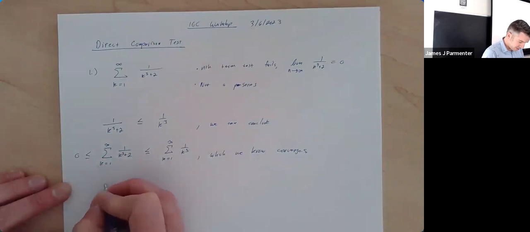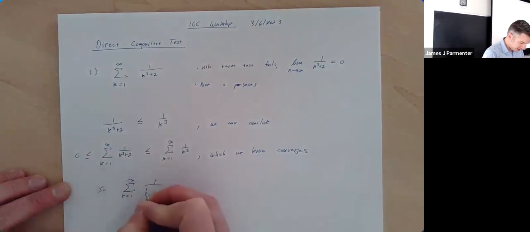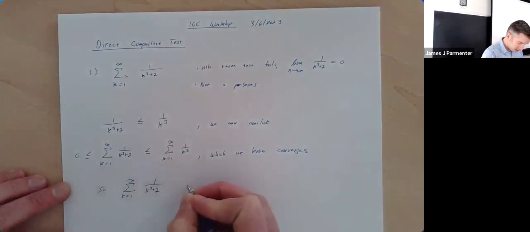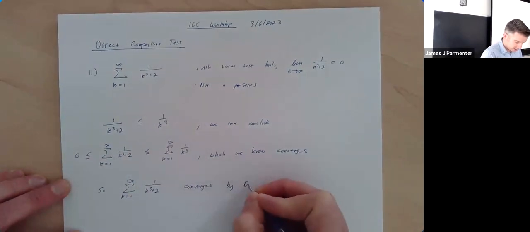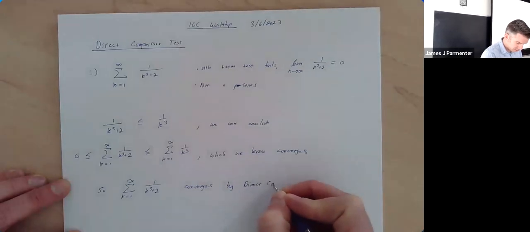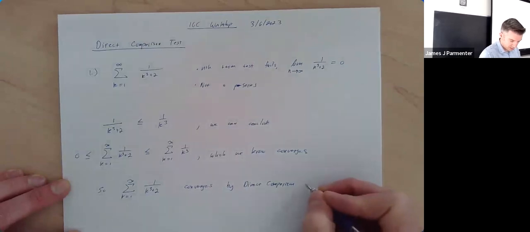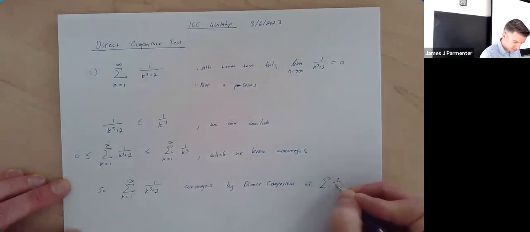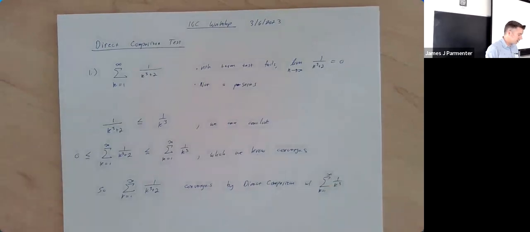So we can say, yeah, this series, the sum from k equals 1 to infinity of 1 over k cubed plus 2 converges. And typically we say what test we use, converges by direct comparison. And you can say with this other series. Or you can say by the direct comparison test.